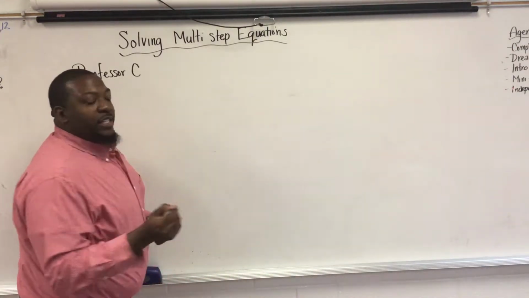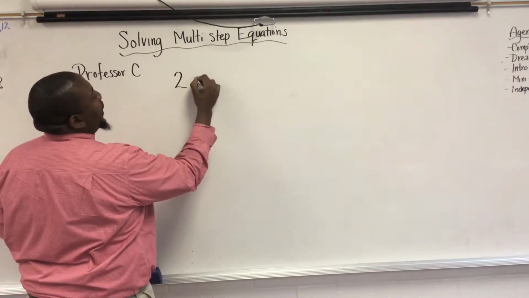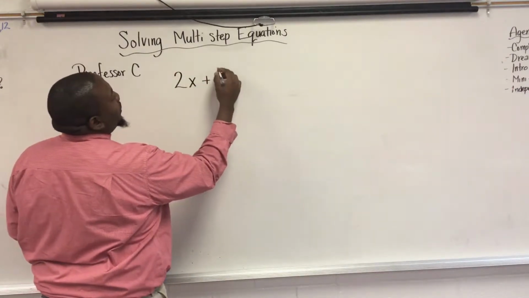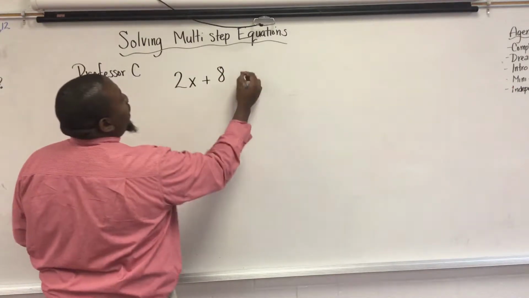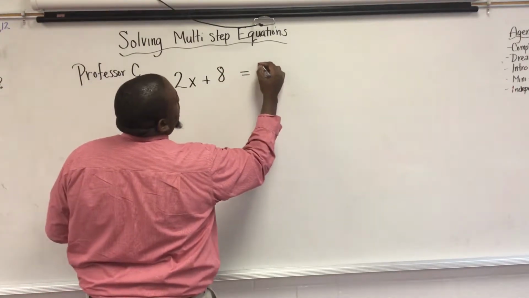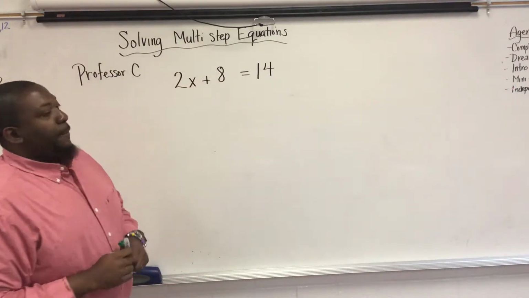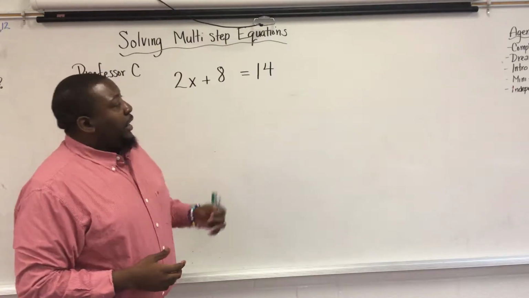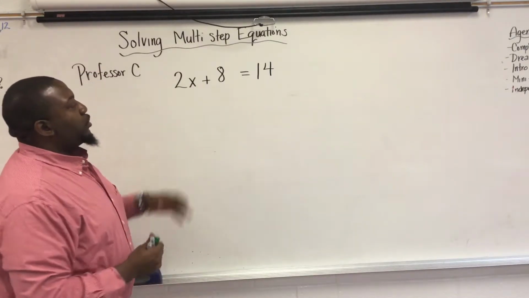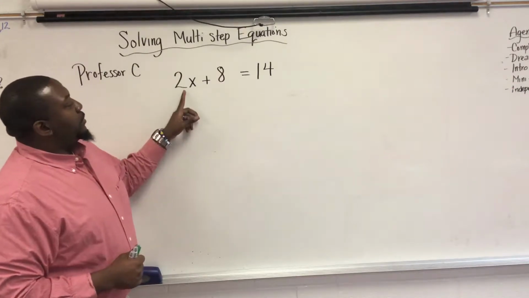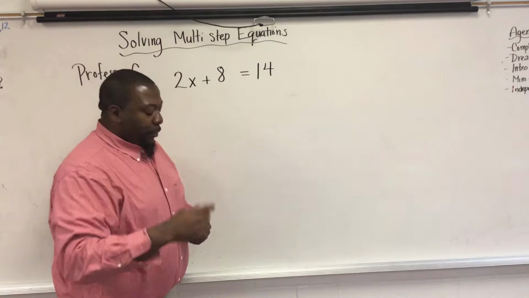Let's take this equation for an example. If I have 2x plus 8 is equal to 14. Okay? Now, the reason some people may call this a two-step equation is because there are two operations here. There's multiplication and there's addition, which tells you there's two operations.